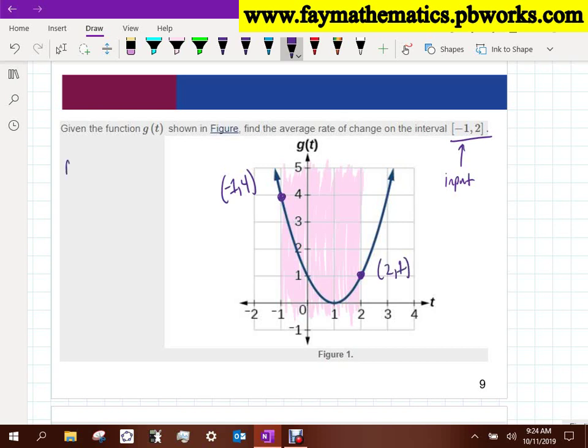If I want to find the average rate of change, it's the change in y's over the change in x's. Can I go 4 minus 1 over -1 minus 2? So you get 3 over -3, which ends up being -1, right? Well, think about what we just did. We just actually found the slope of that line right there that connects those 2 points, didn't we?